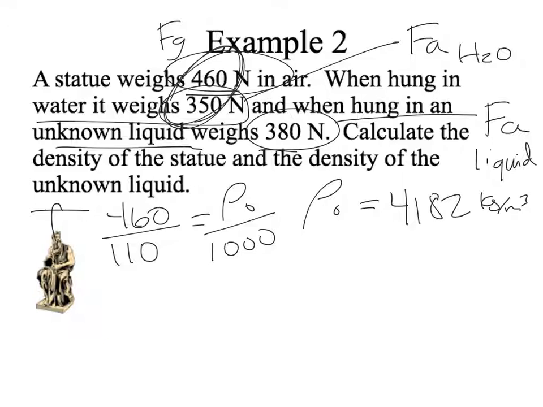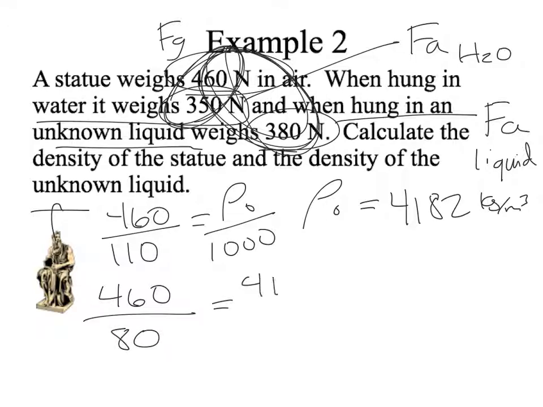And then we can do it again, same formula. F sub g does not change. It is what it is in air. However, now it's going to be the difference between 460 and 380, because the buoyant force has changed. It's a different liquid. And so now our buoyant force is only going to be 80.